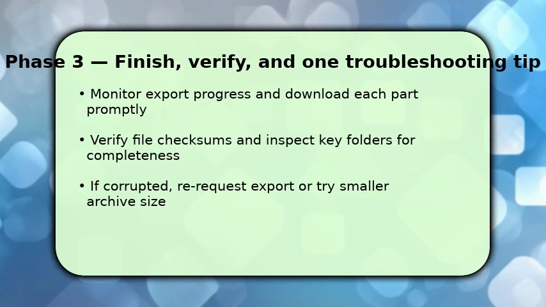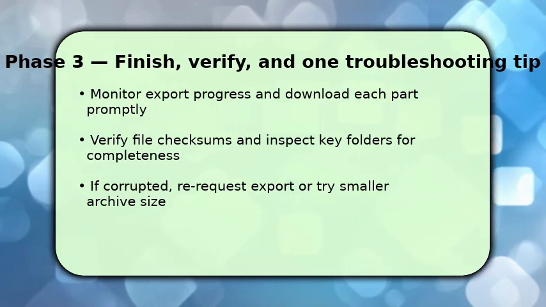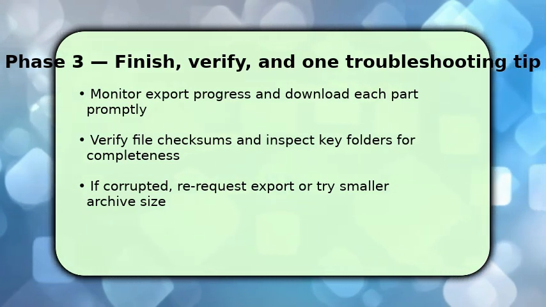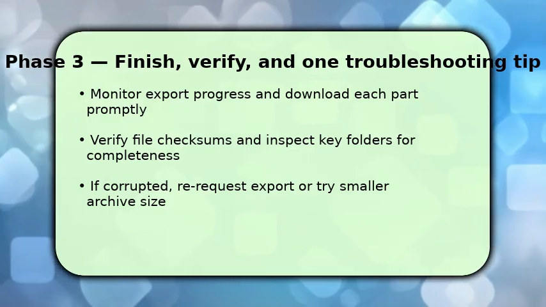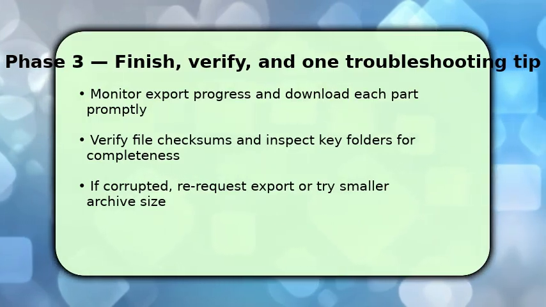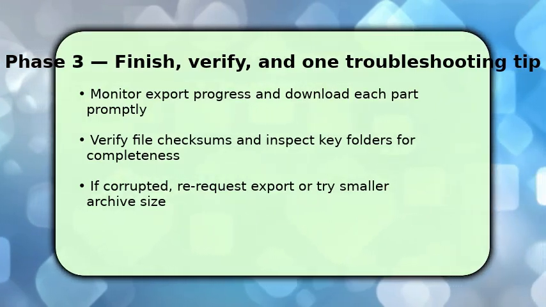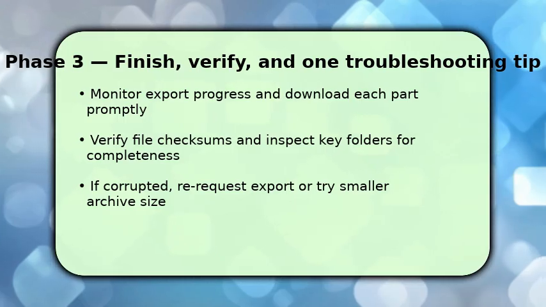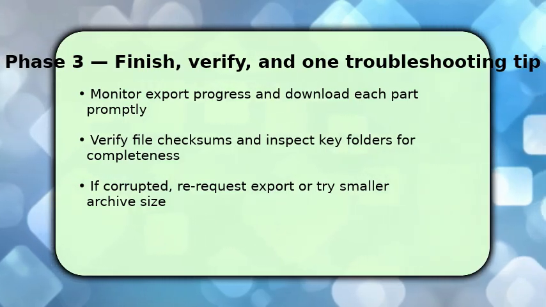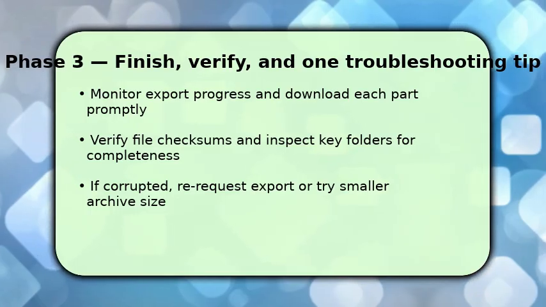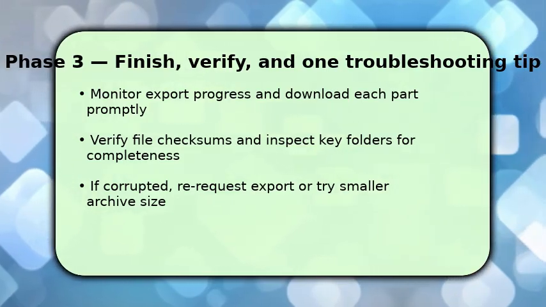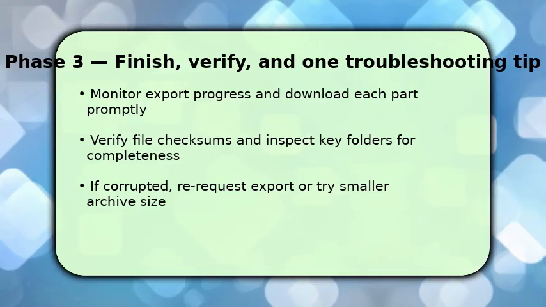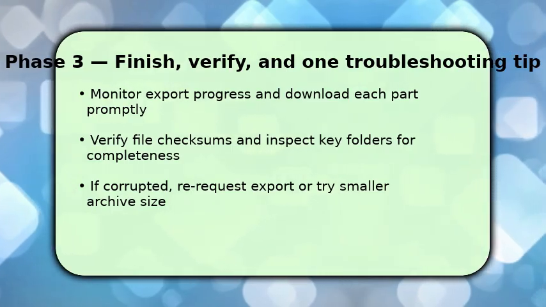You now monitor export progress from the Takeout page. Some archives take hours. When ready, download each part, if split, into a secure location. After downloading, verify files open and check key folders and mail labels to confirm completeness. Use checksums if provided. If a file is corrupted or missing data, request a new export and this time reduce archive size or export fewer services.